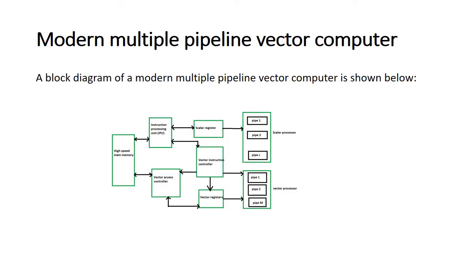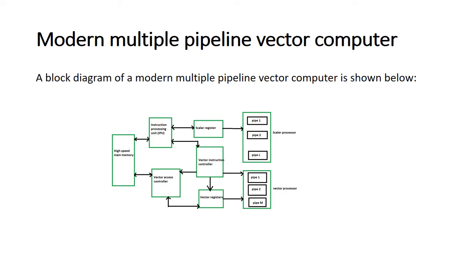Here is a block diagram of a modern multiple pipeline vector computer. If you follow the figure, you can see on the left side a high speed main memory, and it is connected with two units. The first one is the instruction processing unit, and another one is the vector access controller, and they go through the scalar processor and vector processor in two ways.